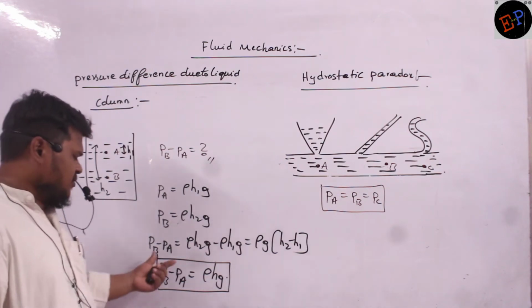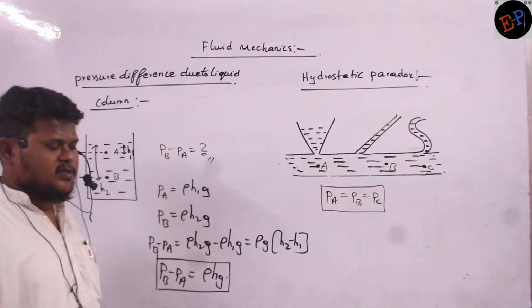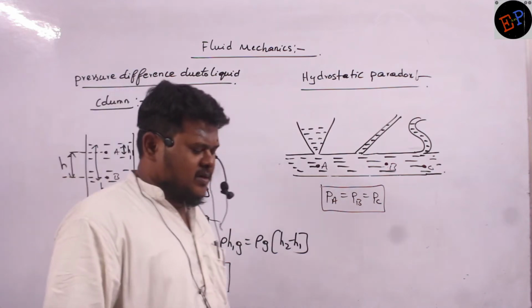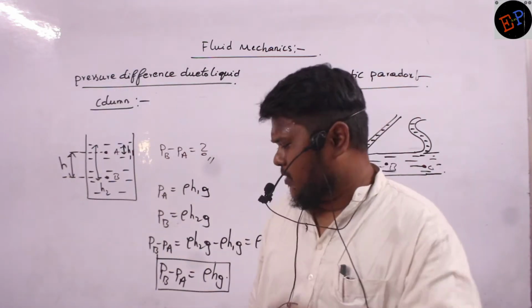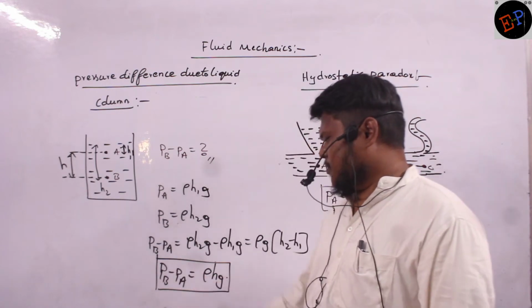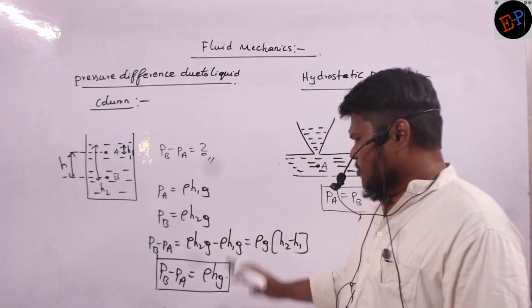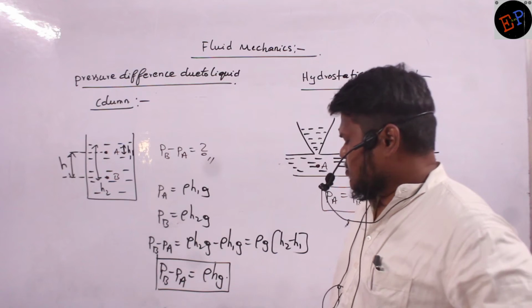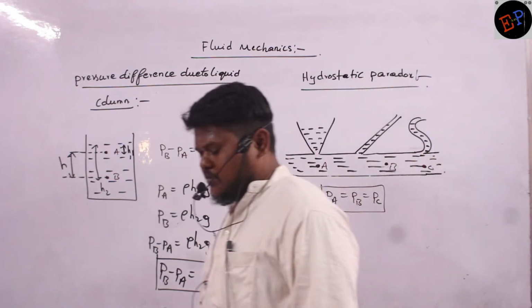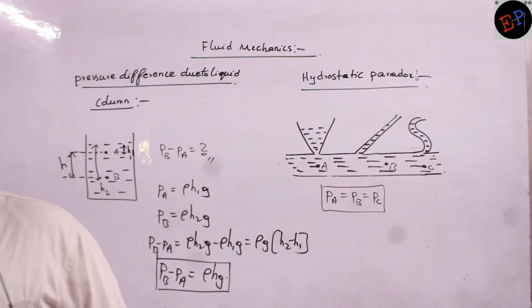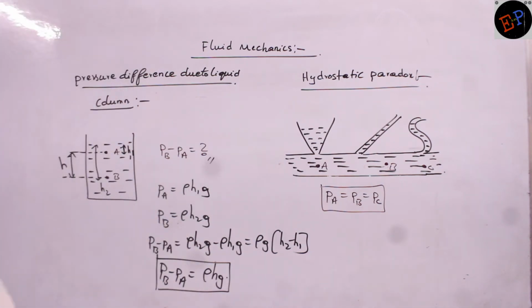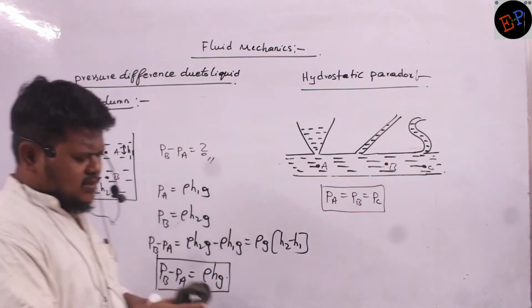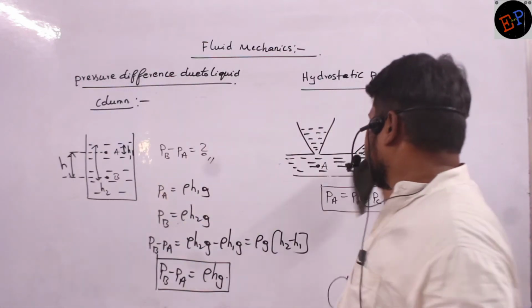So for pressure difference also we use the same formula rho hg. But here what is meant by h? H is nothing but the vertical distance between the 2 points A and B. So PB minus PA is equal to rho hg. This is how we can calculate the pressure difference between 2 points in any liquid or any fluid.